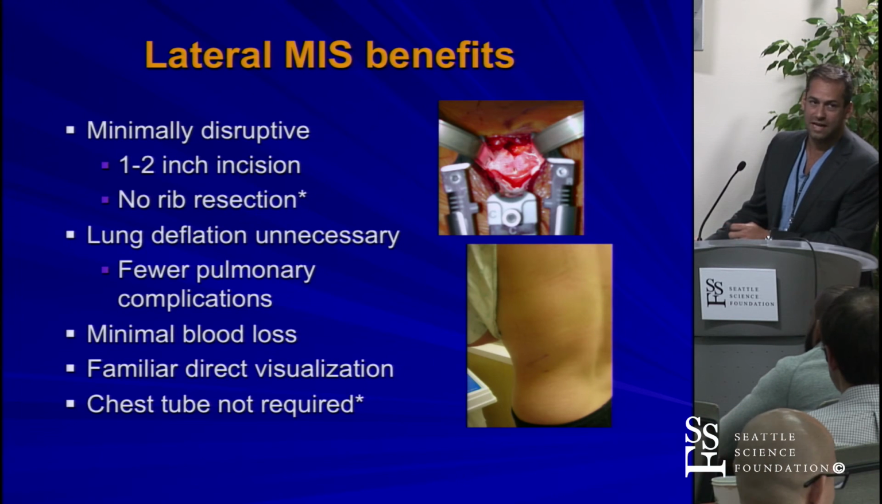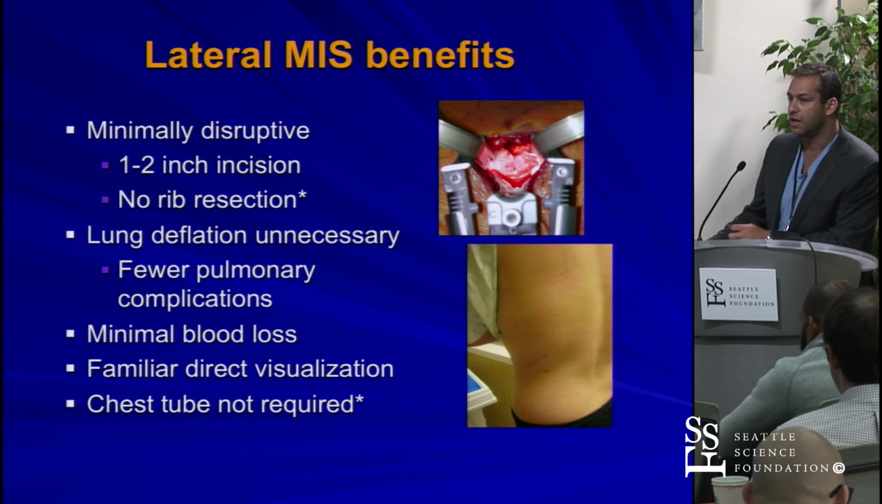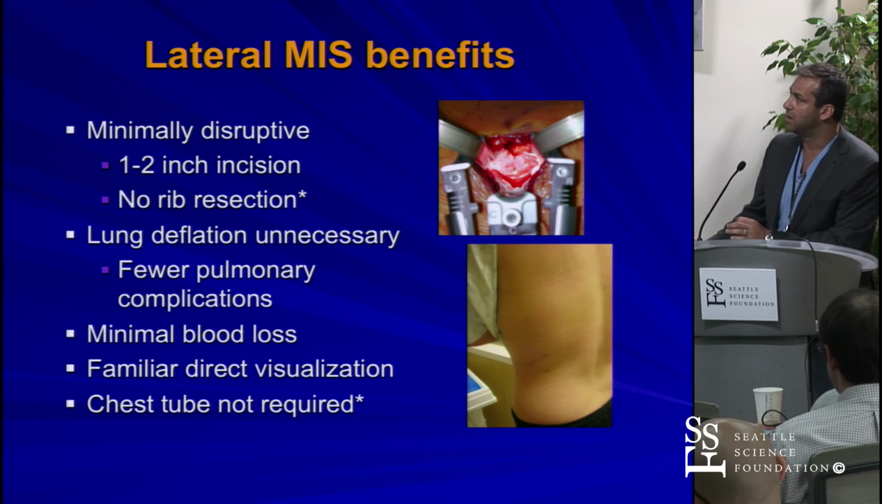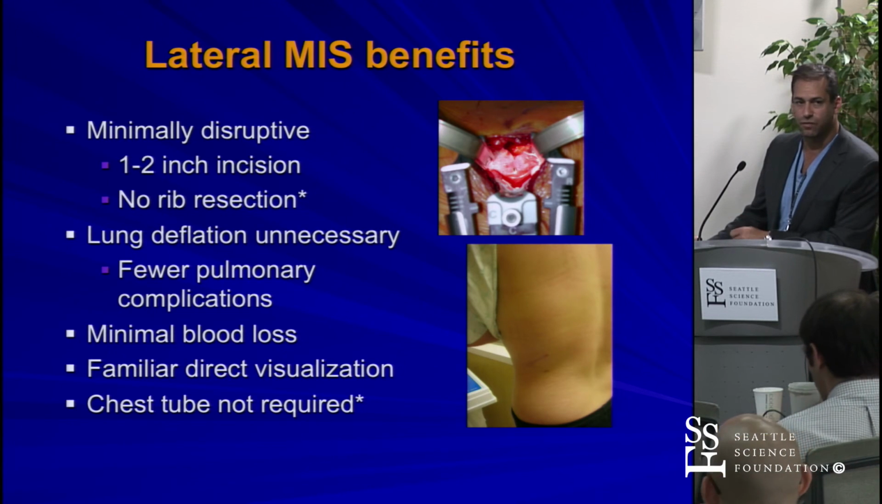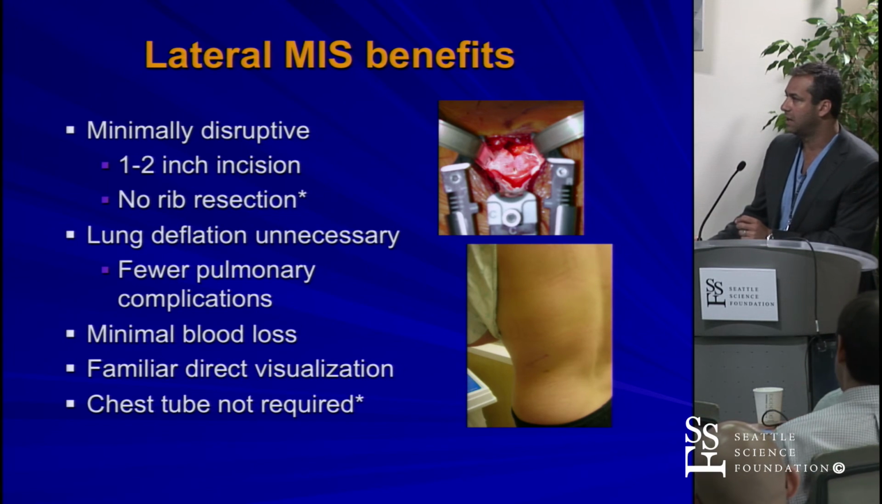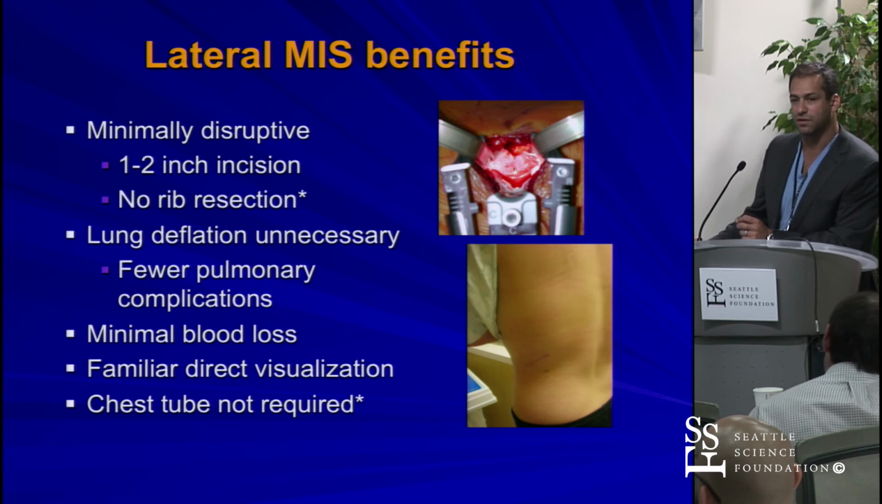So, lateral access surgery. Juan Uribe is going to exhaustively go over the benefits of lateral access surgery, but in regards to the thoracic spine, it's less disruptive. It's small incisions. There's no rib resection required. Lung deflation is unnecessary. There's fewer pulmonary complications. Blood loss is minimal. Again, gives us that direct, familiar visualization of the pathology itself, and chest tubes are not required post-operatively.